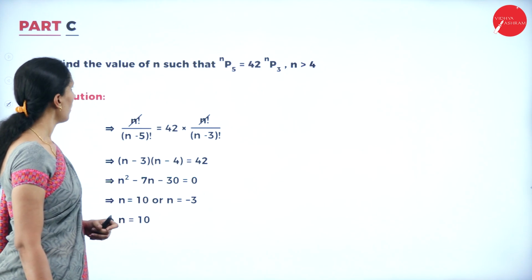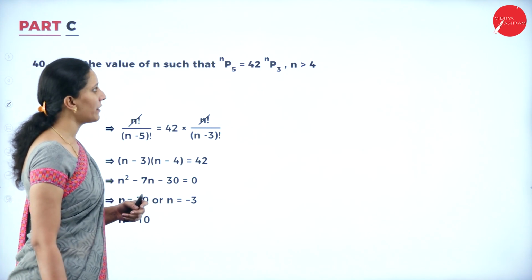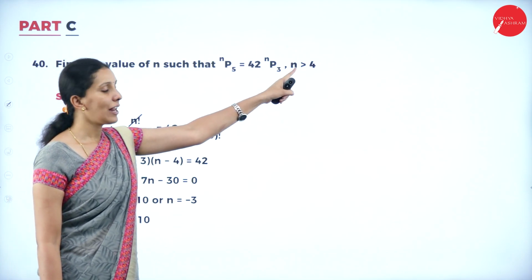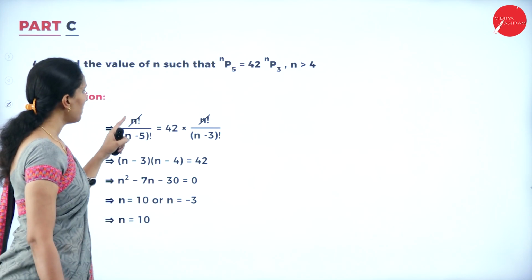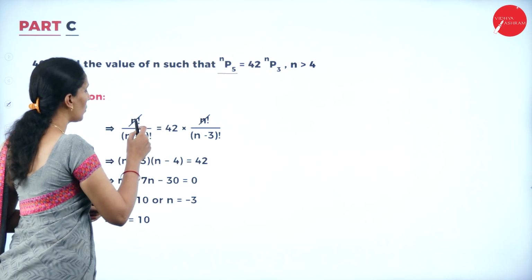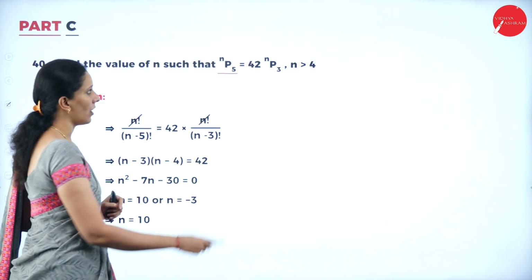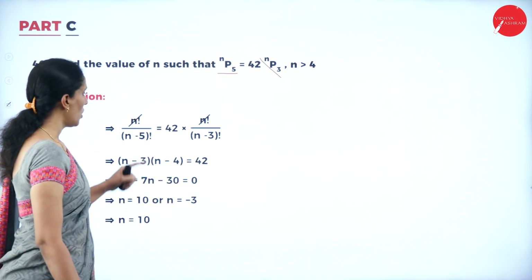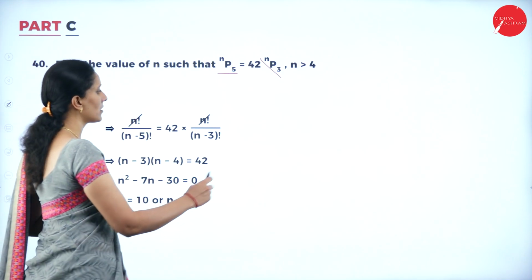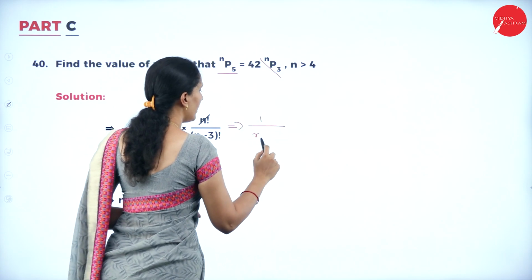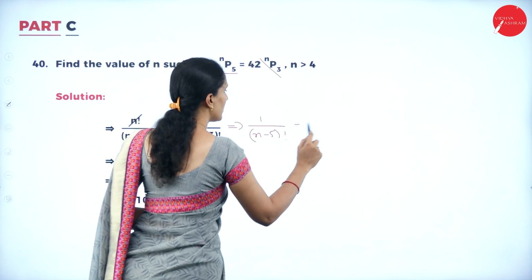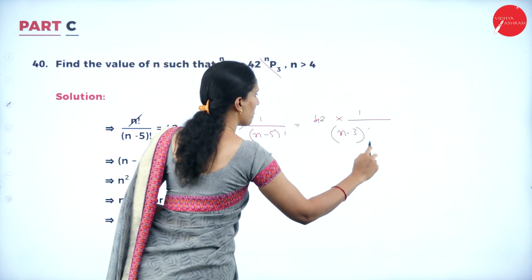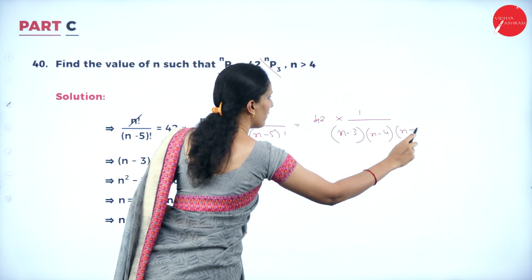Next one. Find the value of n such that nP5 is equal to 42 nP3, where n is greater than 4. We should find the value of n which is greater than 4. nP5 can be written as n factorial by n minus 5 factorial, and nP3 can be written as n factorial by n minus 3 factorial. Once you cancel n factorial on both sides, you can write 1 by n minus 5 factorial is equal to 42 into 1 by n minus 3, n minus 4, n minus 5 factorial.